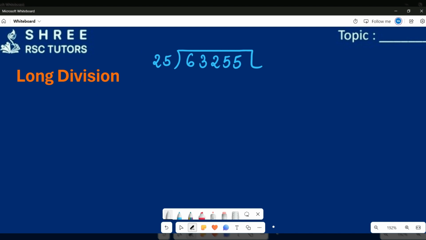First of all, the rule is that we always start from the highest value column, and in this it's going to be 6. If you look at this 6, there is no possibility that this 25 can go into that 6. So it's going to be 0 only. I'm going to put a 0 at the top and take the two-digit number now. So I'm going to consider 63. Now I'm going to check how many 25s can go into that 63.